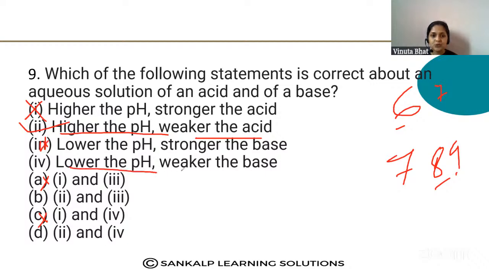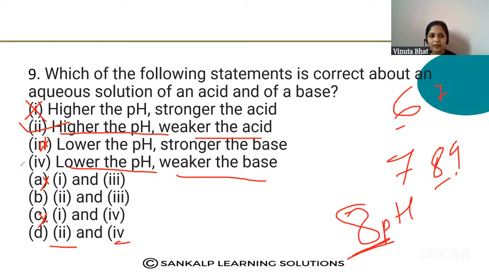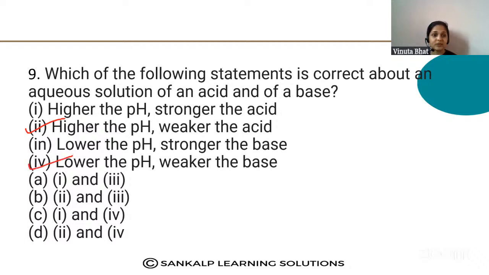Lower the pH, weaker the base. Yes. When the pH is less, that is a weak base. For example, when it has a pH value of 8, then it is a weak base. Okay. So we can say 2 and 4 are the correct ones. 2 and fourth one. Check it once again.